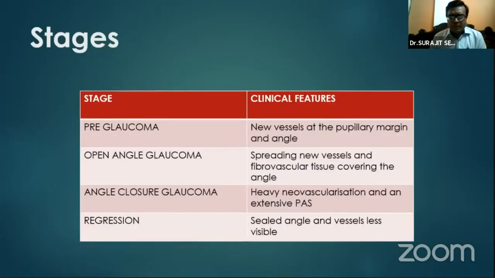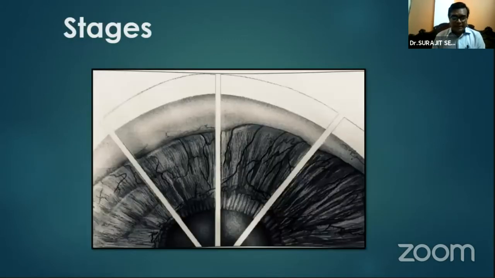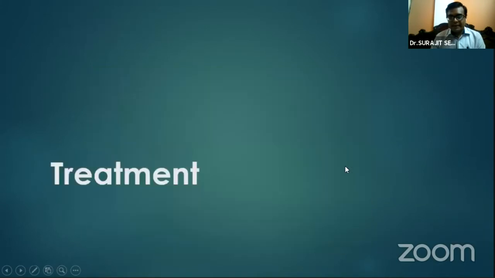The stages are the pre-glaucoma stage, where neovessels are seen at the pupillary margin and angle with essentially normal intraocular pressure, and the open angle stage, where spreading of neovessels is seen with fibrovascular tissue covering the angle with high IOP. In the angle closure stage, there is heavy neovascularization and extensive peripheral anterior synechiae, and in the regression stage there is a sealed angle, but the vessels are less visible. In this picture, you can see the open angle gradually, as the disease progresses, the peripheral iris is being pulled up and closing down the angle.